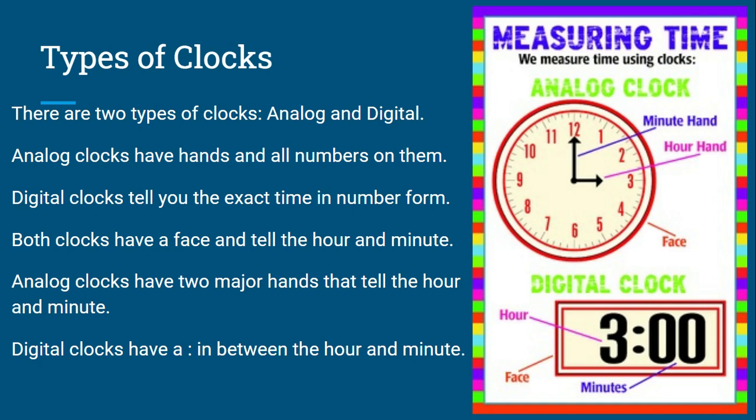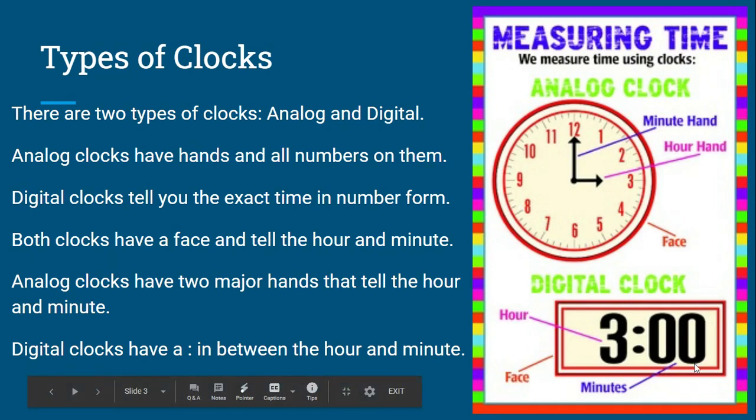Analog clocks are the clocks like we have in our classroom that show us 12 numbers, and they have two hands on them. Hands are those arrows that point to the numbers. So this clock is your analog clock. Digital clocks are the clocks that just tell you exactly what time it is. They only use numbers. Right in the middle of the numbers, there are these two dots to separate your hour and your minute. So both types of clocks have a face.